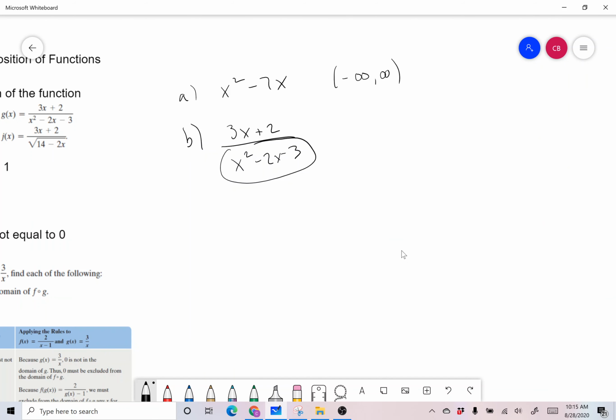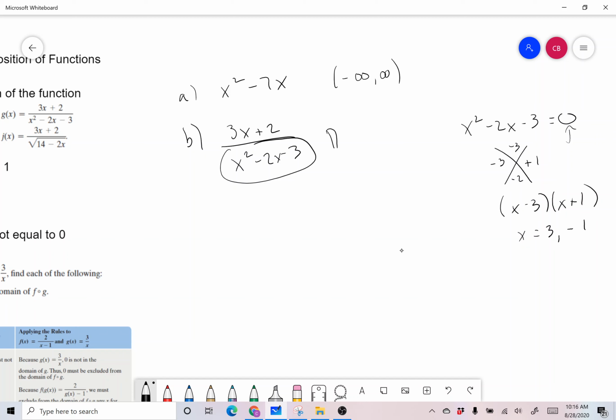So if we set x squared minus 2x minus 3 equal to 0, we have negative 3, positive 1. So this is x minus 3, x plus 1, which means x is equal to 3 and negative 1. So if x is 3 or negative 1, we get 0 in the bottom. So we cannot have it equal to negative 1 or 3.